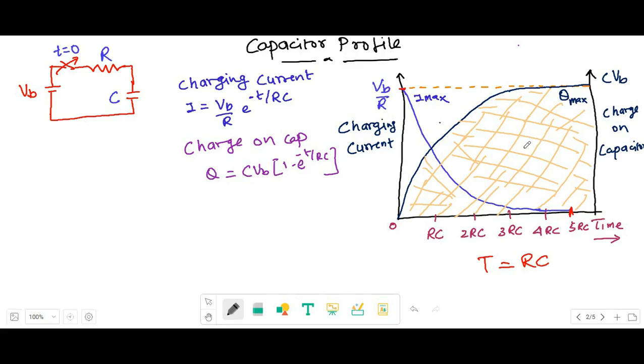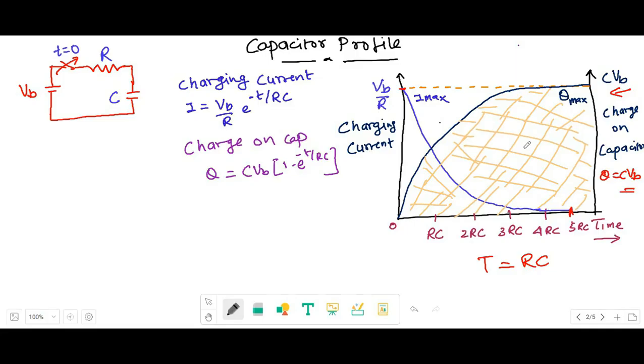And if you look at this side, I have the charging current profile. This is my charging current profile. And on this side I have the charge stored on the capacitor. So what is the charge going to be? We saw it, the capacitance value and VB. So what is the charge value? Charge Q equals C into VB, the capacitance value into the applied voltage.